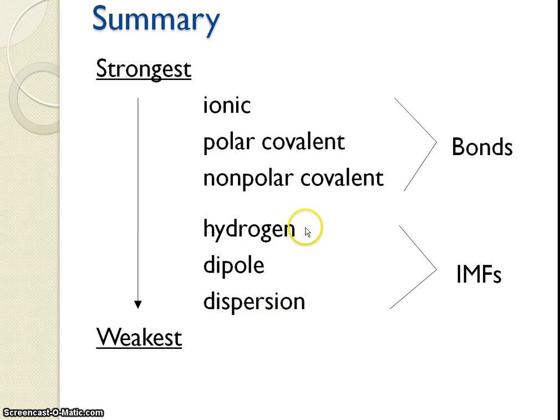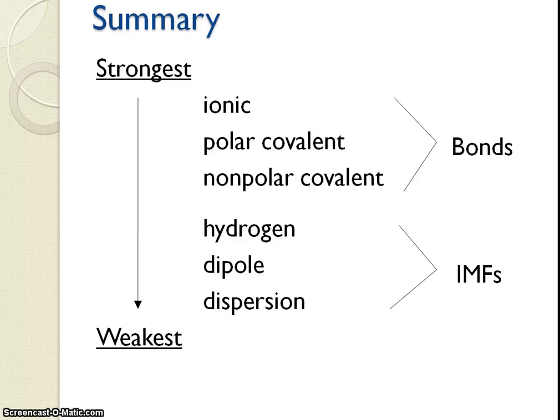And of the IMFs, hydrogen bonding is that special one that's really strong, and then dipole, and dispersion is the one where the kindergartners run around and get lopsided, so since it just happens for a split second, it's going to be the weakest. And the reason you need to know this scale from strongest to weakest is in case I ask you about melting points or boiling points.